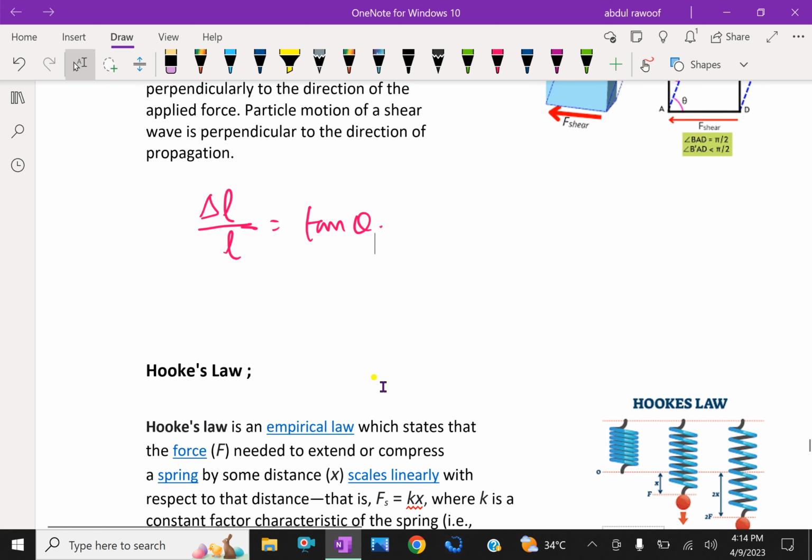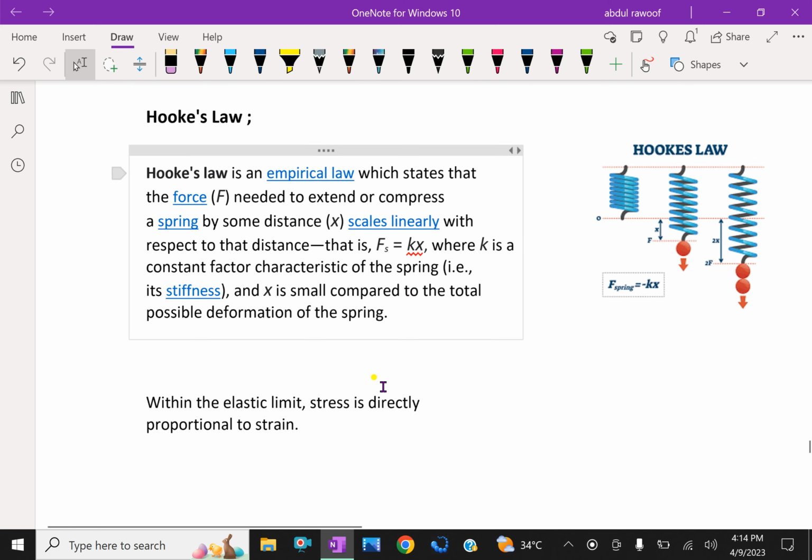Next, Hooke's law. Hooke's law is an empirical law which states that the force F needed to extend or compress a spring by some distance x scales linearly with respect to the distance, that is Fs equal to Kx, where K is a constant factor characteristic of the spring, its spring constant or stiffness, and x is small compared to the total possible deformation of the spring.